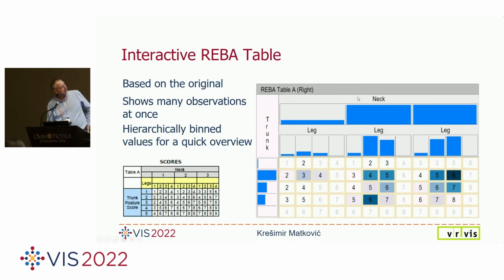So you see here, for example, neck. This is the distribution of position 1, 2, and 3. And then for each of the neck positions, we have 4 leg positions. And then we have these 5 trunk positions. And we highlight here the scores that are assigned. And then we highlight as a heat map, we use color to see which is the most frequent posture. So here we have basically trunk number 2 combined with neck number 3 and leg number 3. They can analyze which postures are most frequent in this series of images.